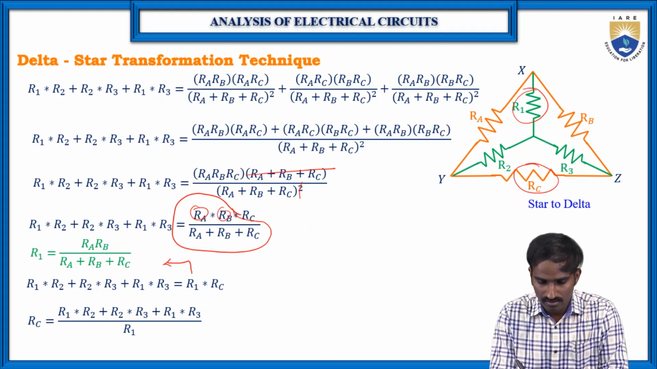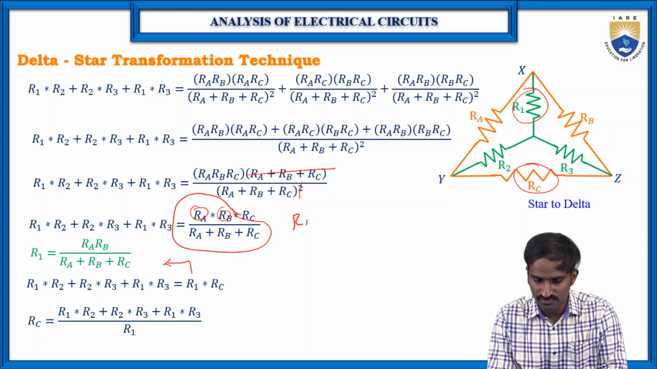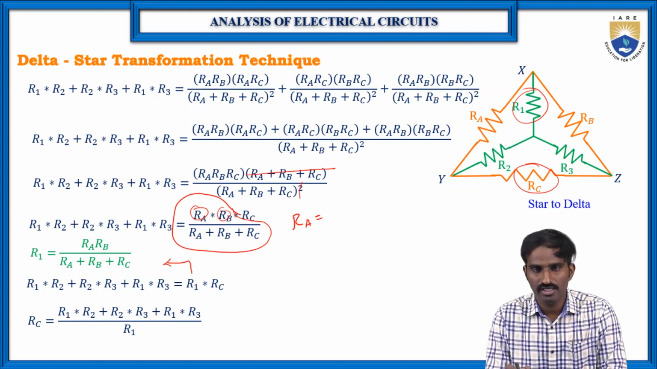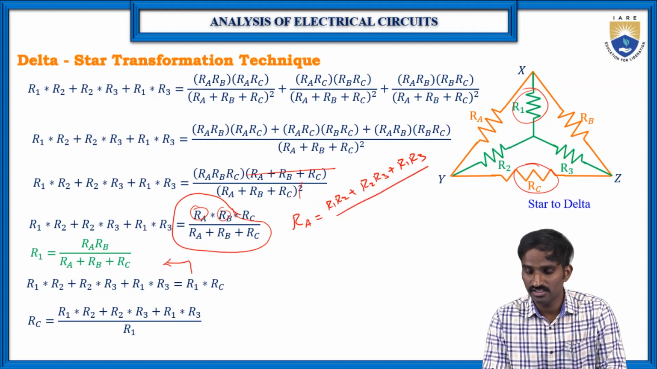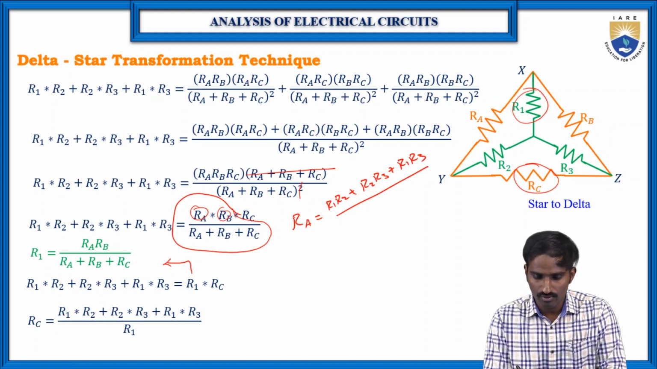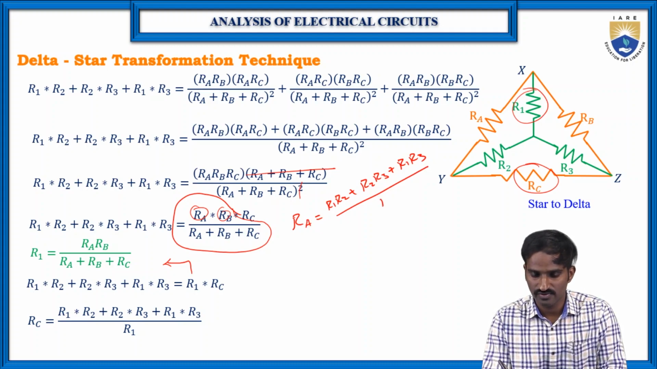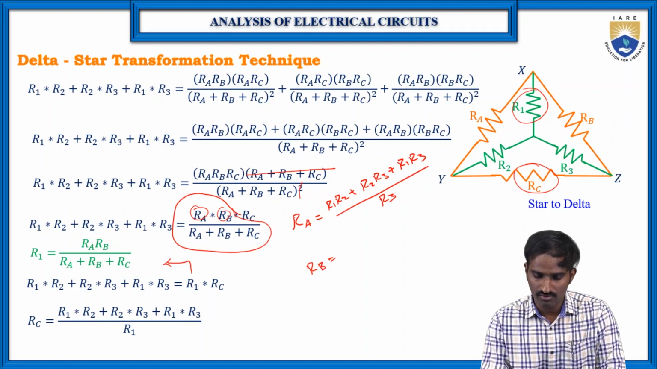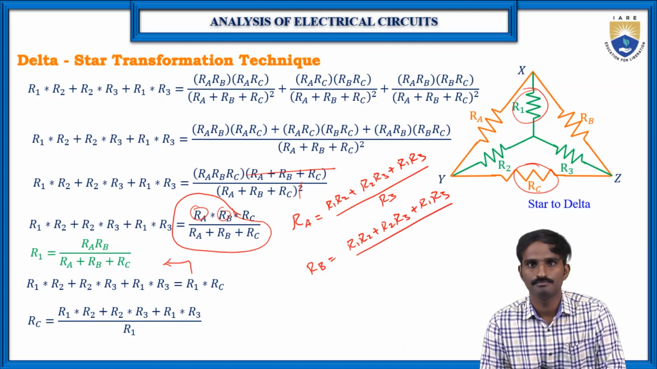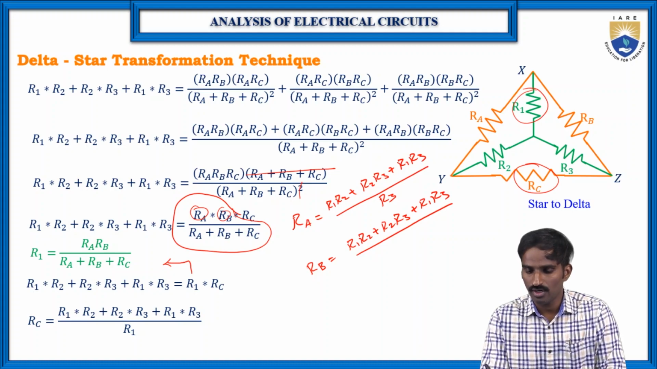Similarly, this is RC now, so let us write the RA value. Again the numerator is the same, R1 R2 plus R2 R3 plus R1 R3 by, in the denominator, when we found RC it was R1. Now we are going to find RA. The opposite resistor is R3, so here it is R3. In a similar way, if you want to find RB, again the numerator is the same, R1 R2 plus R2 R3 plus R1 R3 by the opposite resistor connected to RB, that is R2.